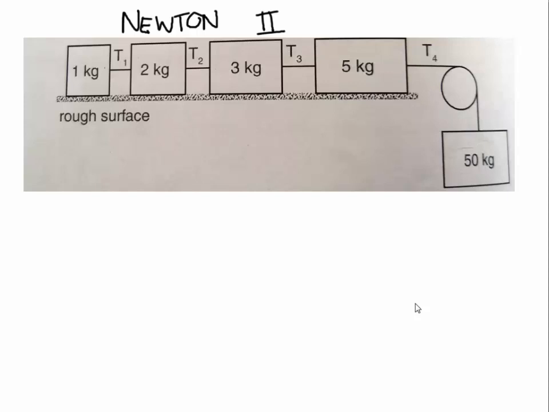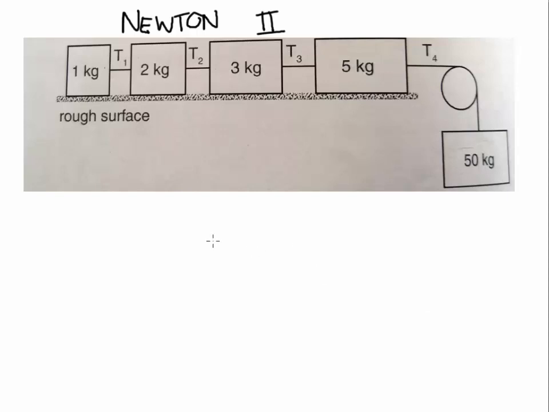We need to know how to use Newton's laws and when which law applies. So if we look at this question, it says that these 5 blocks are attached to one another by 4 strings with negligible masses, and the 50 kilogram mass piece hangs over the edge of a table with its string suspended over a frictionless pulley.